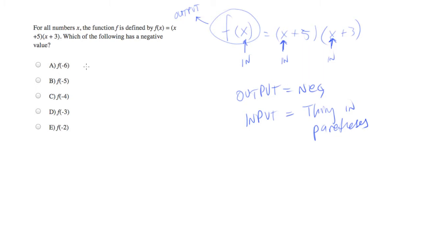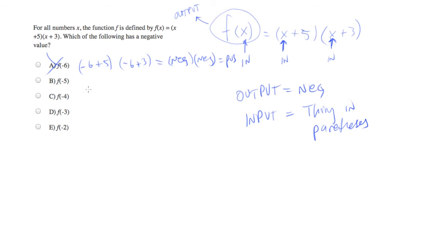So let's put -6 into the equation. Everywhere I have an x, I'm going to put a -6 in. So we'll have -6 plus 5 times -6 plus 3. Rather than dealing with the actual numbers, what I'm going to keep track of is, are these things negative or positive? So -6 plus 5 is negative. -6 plus 3 is negative. And a negative times a negative is a positive. So unfortunately, A is not the answer.